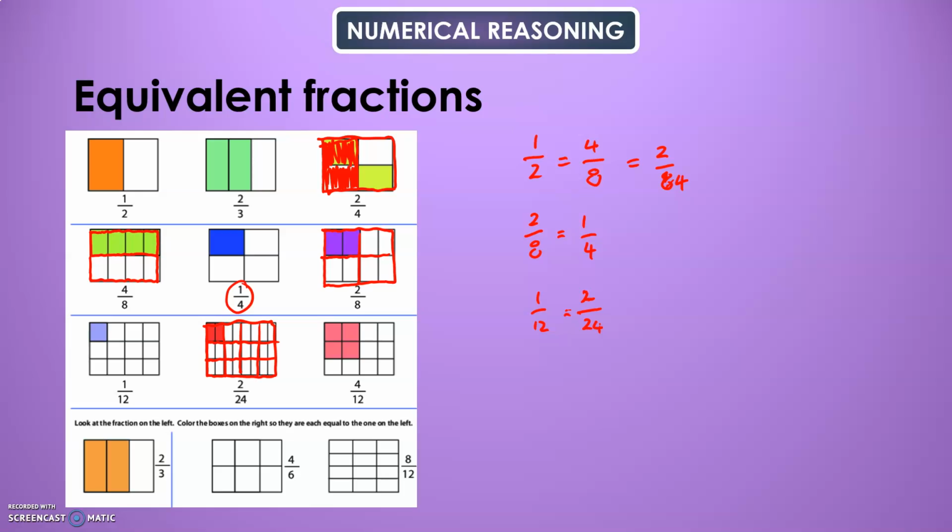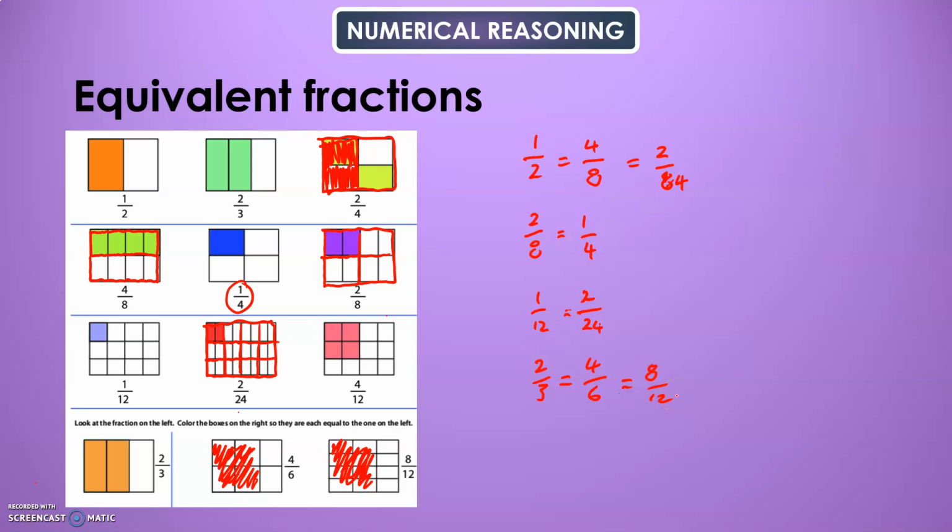If we look down the bottom there, we can make these look the same. I'm shading in 4 out of the 6, or 8 out of the 12. So those ones would be equivalent as well. So 2/3 is equal to 4/6, which is equal to 8/12.